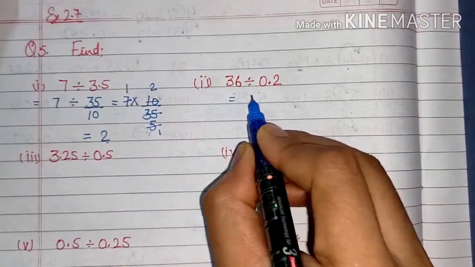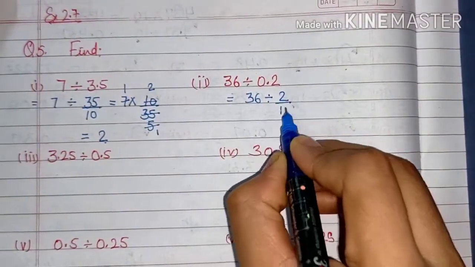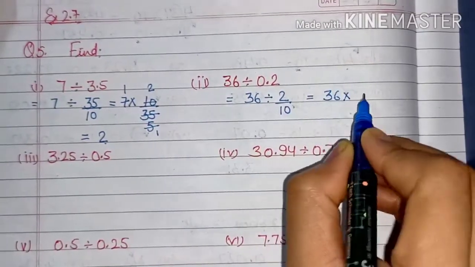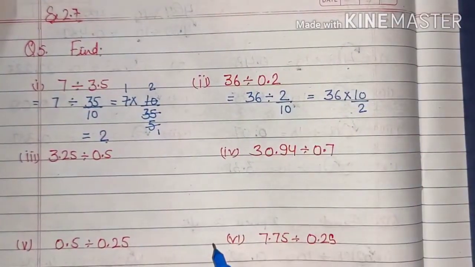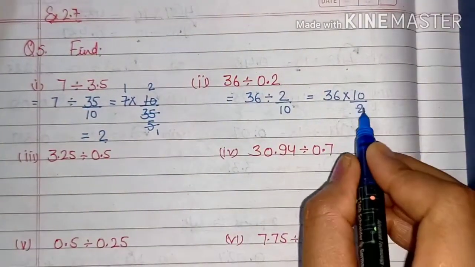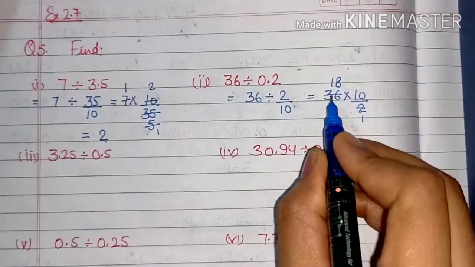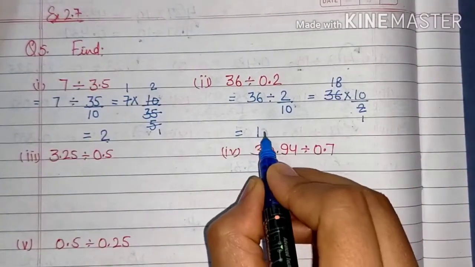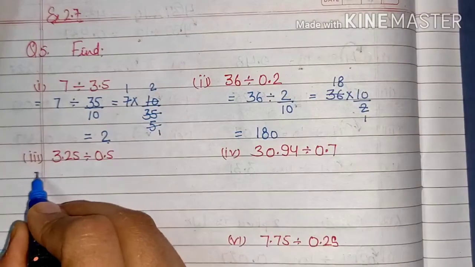Let's see second part. So here also we will first remove the decimal. It is 2 upon 10. Now convert it into multiply and take reciprocal of this second fraction. It is 10 upon 2. Now we will cancel it. It is 18. 2 ones are 2. 2 18s are 36. Now multiply 18 with the 10. It is 180.